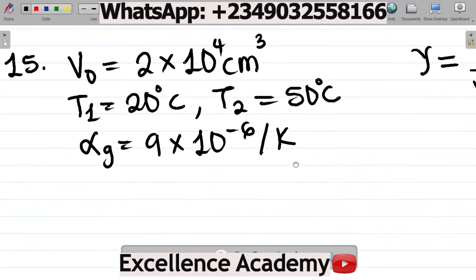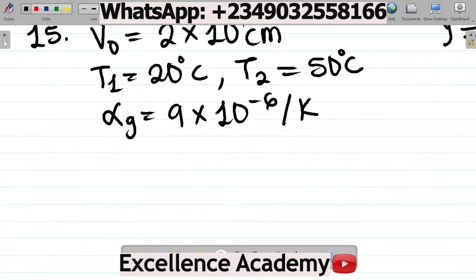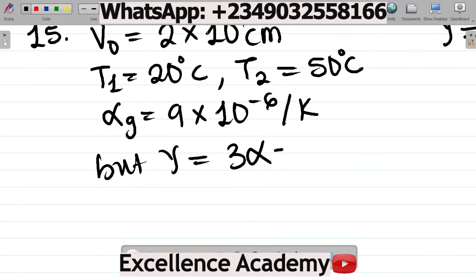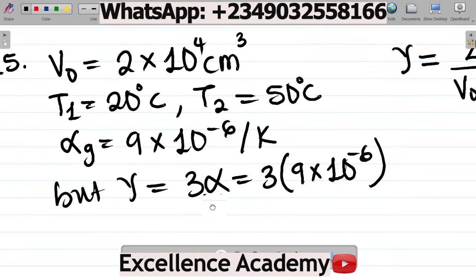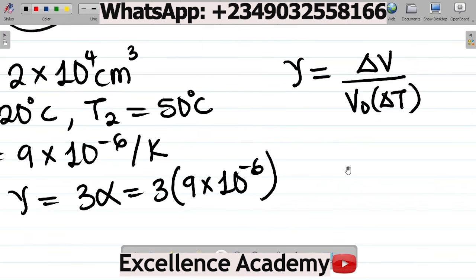Now with this, we're not given the value of gamma, but we know that volume expansivity gamma is equal to 3 times alpha. That's 3 times linear expansivity. And that's simply equal to 3 times the linear expansivity, which is 9 times 10 to the power minus 6. So this is the volume expansivity.